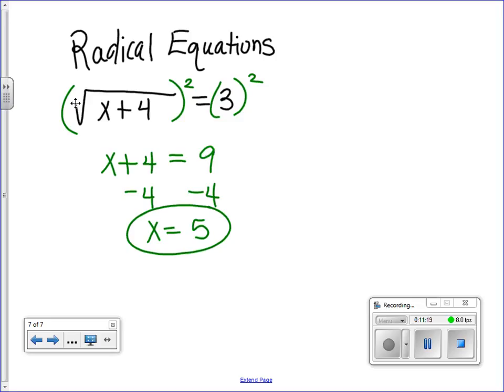Now, on these, you do need to start getting in the habit of checking them. I don't think so much the ones we're going to do today, because until we take the test, I'm going to steer you just to the easier ones. But we could get solutions that aren't really solutions on these, okay? But 5 works.